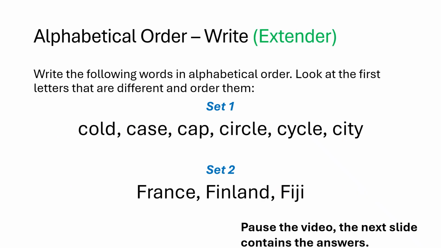Here is an extender for anybody who would like a challenge. Write the following words in alphabetical order. Look at the first letters that are different and order them. Set 1. Cold. Case. Cap. Circle. Cycle. City. Set 2. France. Finland. Fiji. Pause the video. The next slide contains the answers.